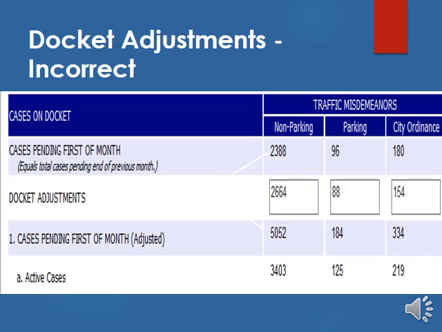In the example shown, note that it appears that in the traffic misdemeanors non-parking category, the court wished to increase the number of pending cases, while in the traffic misdemeanors, parking, and city ordinance categories, the court wanted to decrease the number of pending cases. However, by placing the numbers they wanted the pending cases to be, rather than those they wished to decrease or increase by, they virtually doubled their pending cases in those categories. Now let's take a look at the correct way to make the docket adjustments.